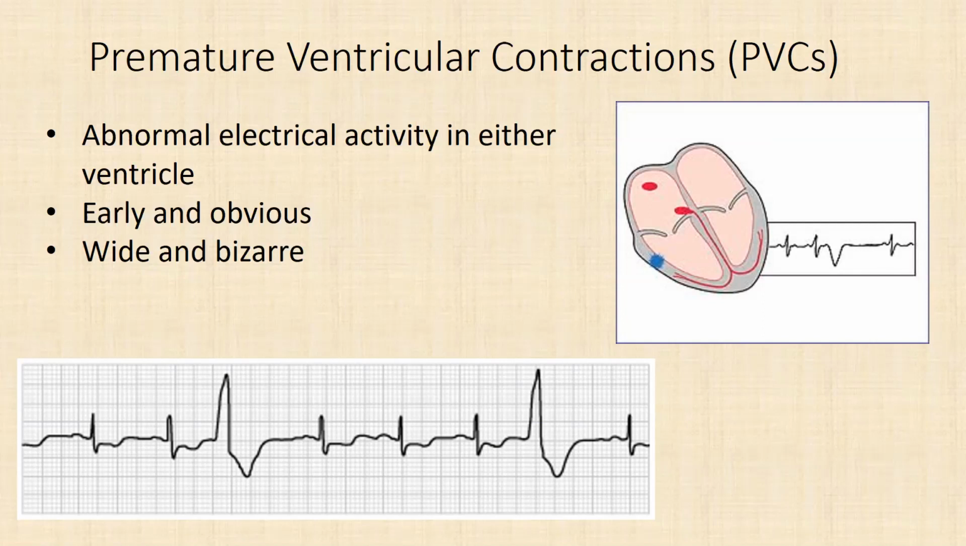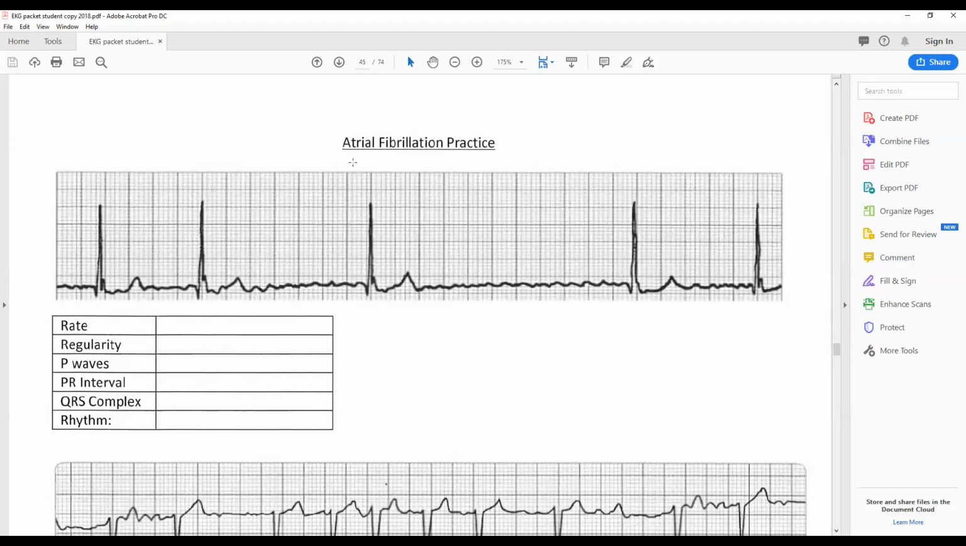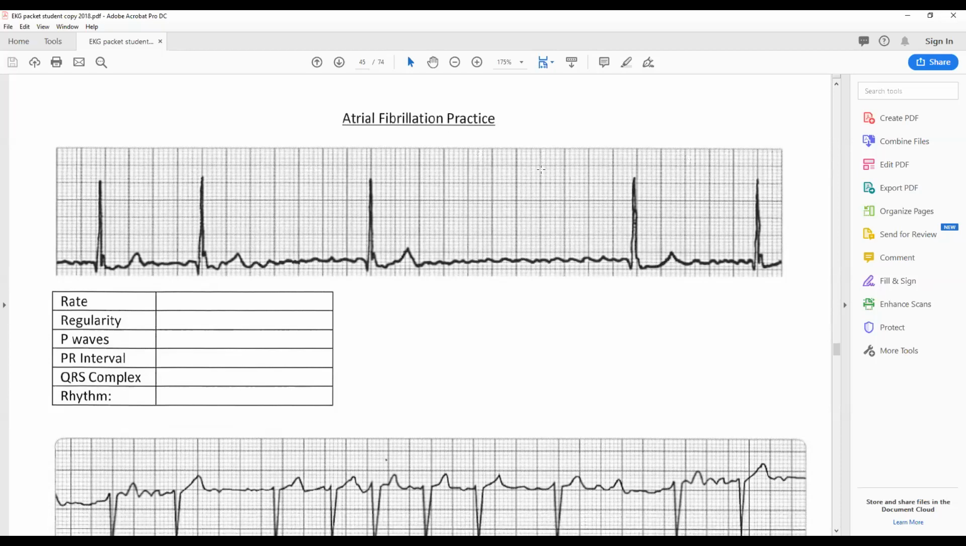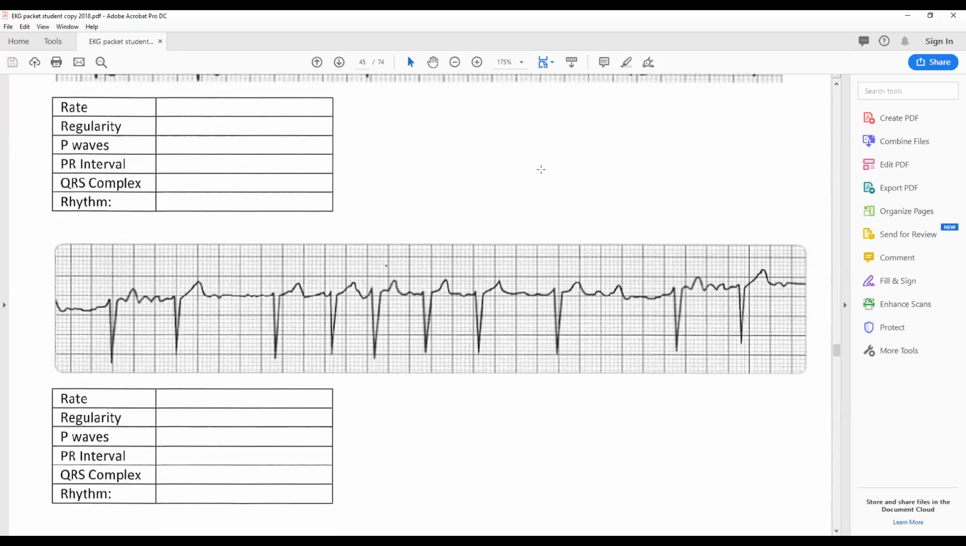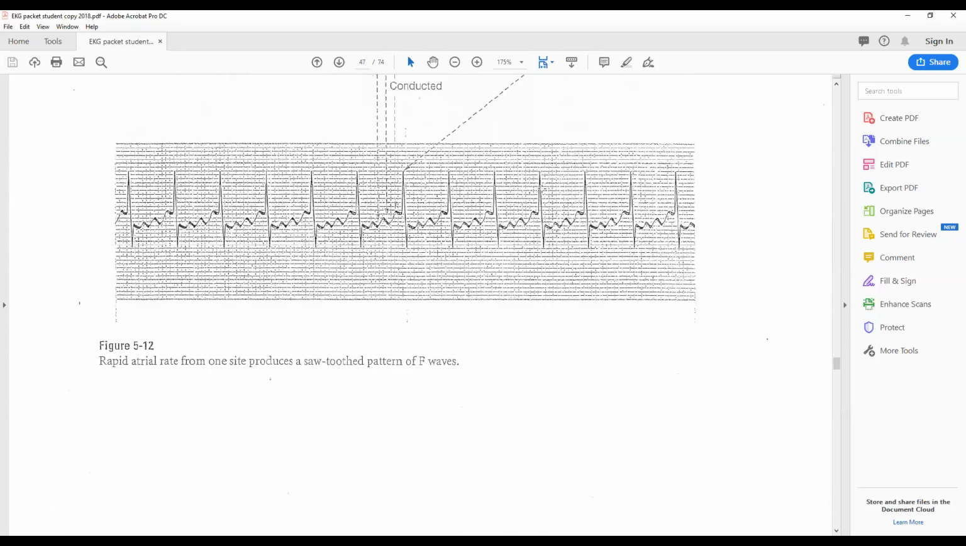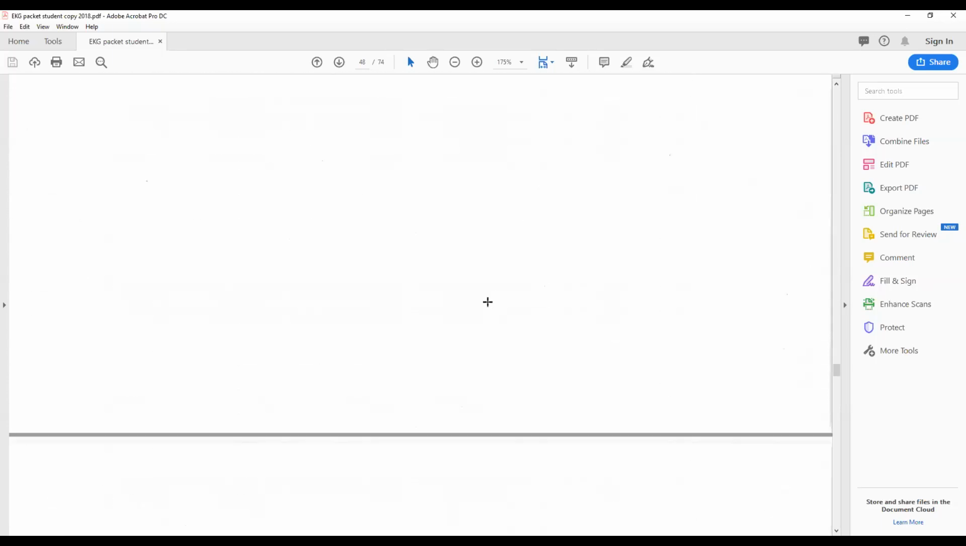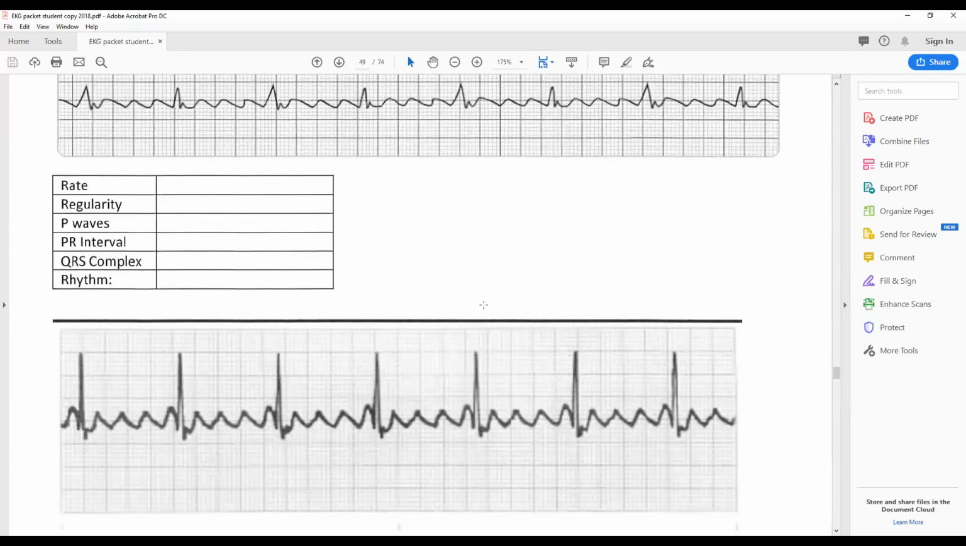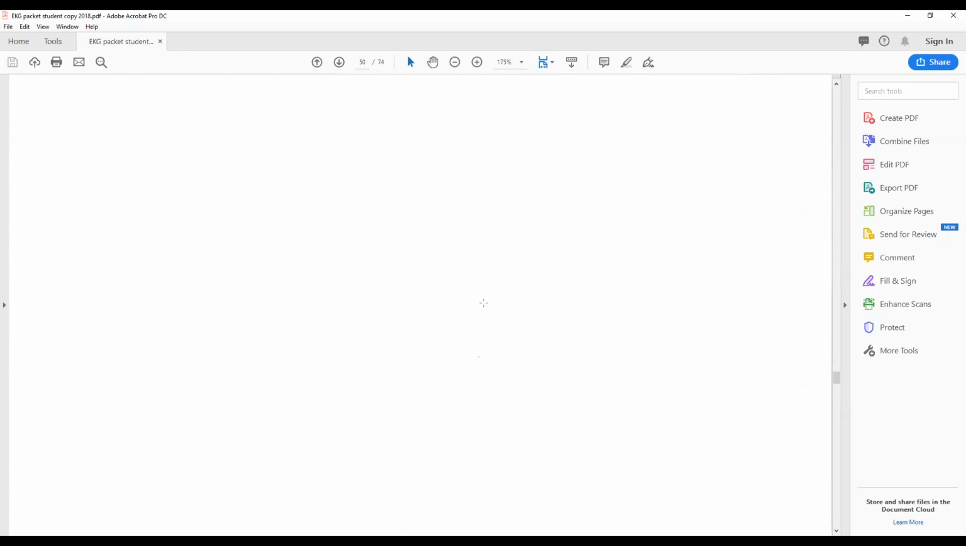Okay, now I'm going to switch views again to our assignment that goes along with it. So give me 1 second. All right, so here is your assignment. I want you to work on the atrial fibrillation practice that's in your packet. And then I want you to go down and work on our atrial flutter practice and complete that.